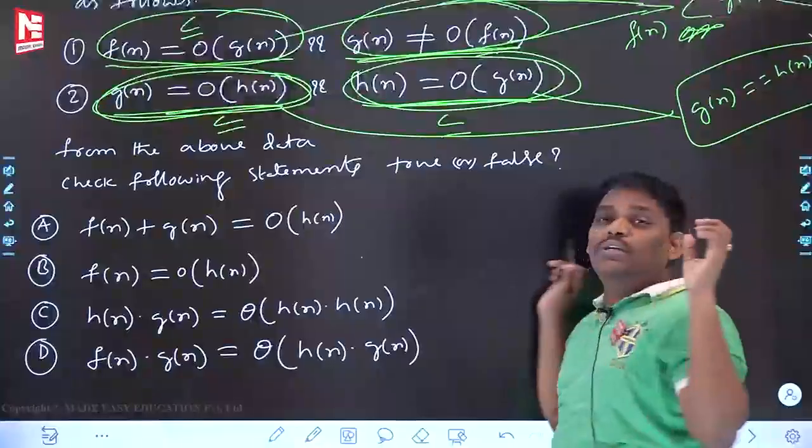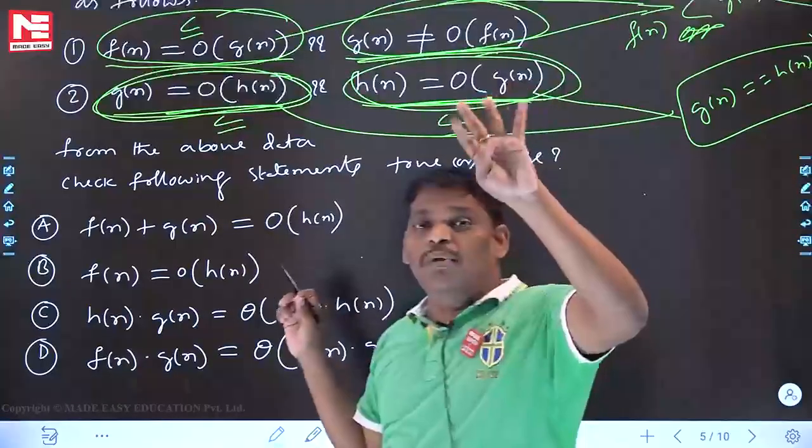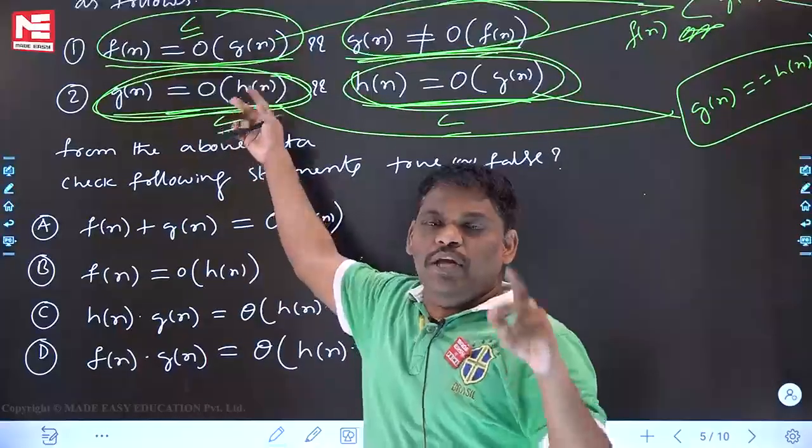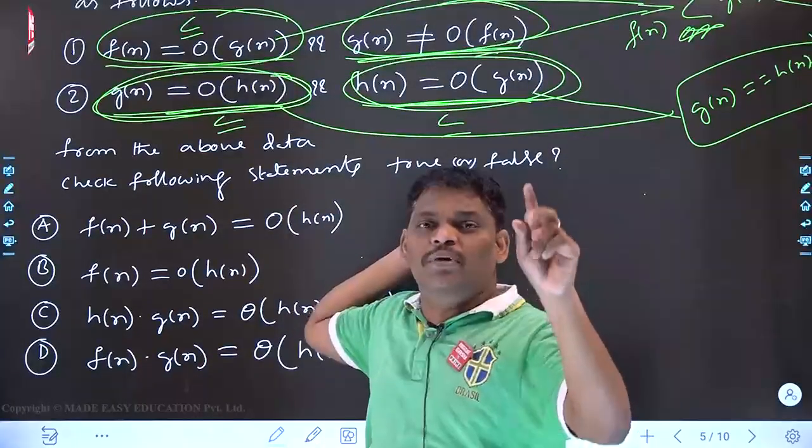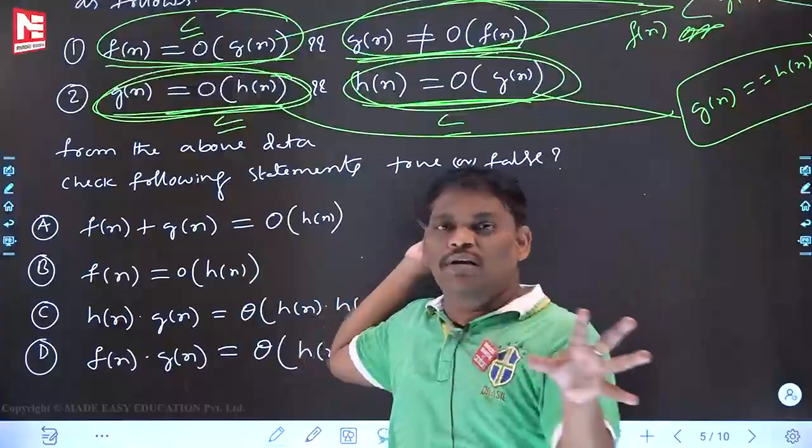Can you help me now? Total statements, how many? Four. How many lines has he written? Two. Can you state the final conclusion? F of n is less than g of n and h of n, which are equal. This is the final conclusion.